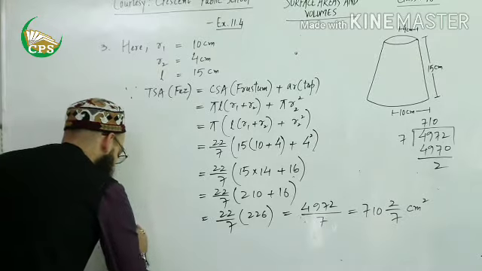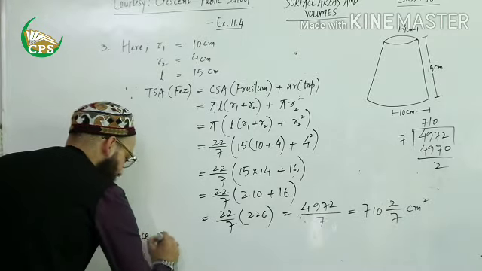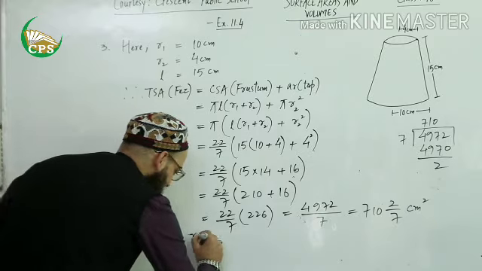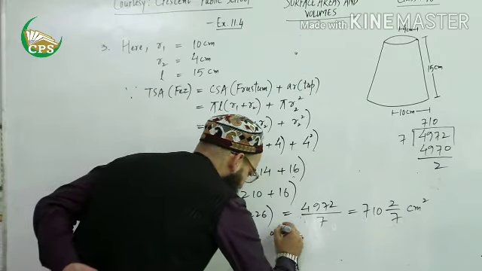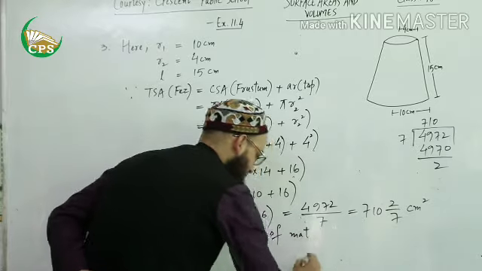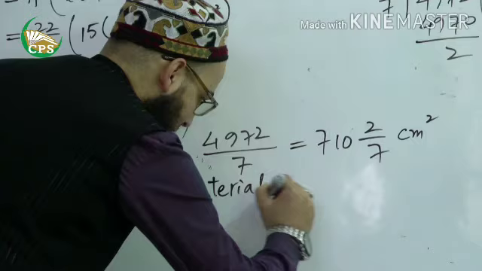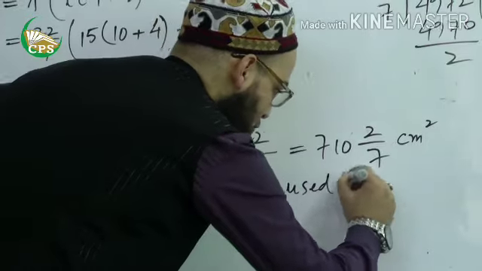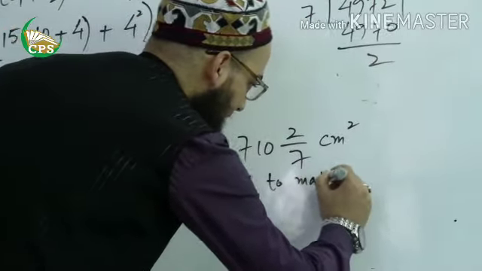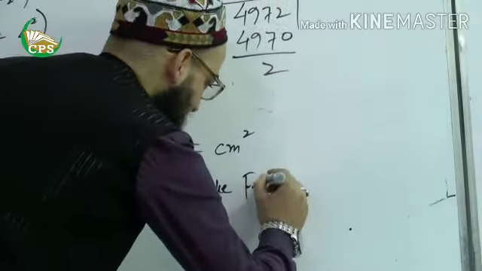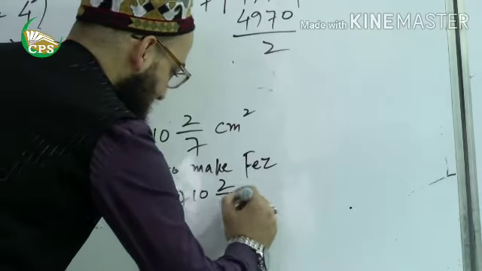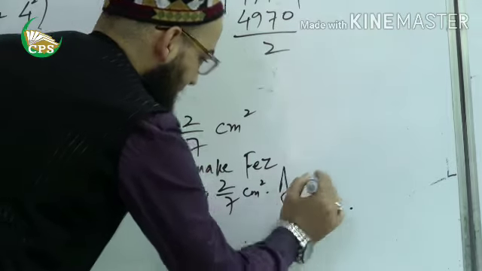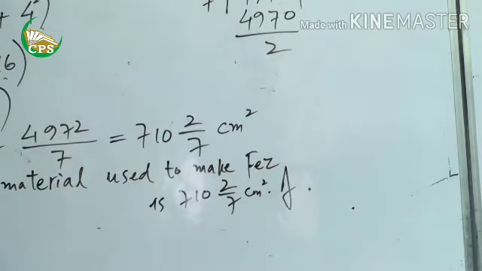Hence, the required area of material used to make the fez is 710 2 by 7 square centimeters, and that's your answer. Kindly make a note.